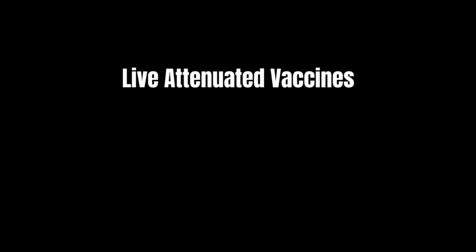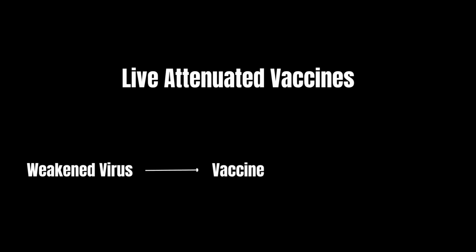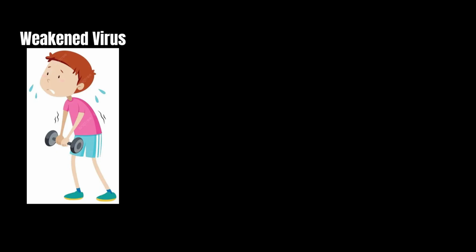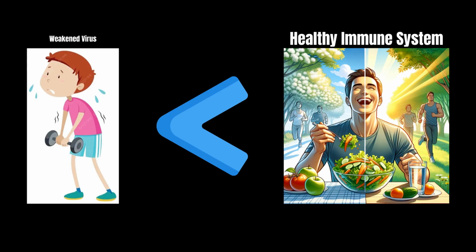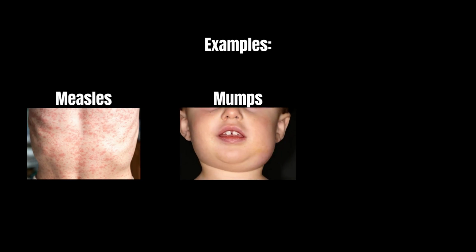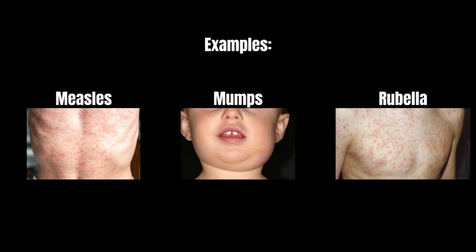Now let's explore the 6 different types of vaccines, each using a unique strategy to teach your body how to fight off these diseases. The first are live attenuated vaccines. These vaccines contain a weakened version of a live virus or bacteria. They're strong enough to trigger a solid immune response, but too weak to cause illness in healthy people. And because they mimic real infections, your immune system remembers them for a long time, often without needing booster shots. Some examples of these would be the measles vaccine, the mumps vaccine, and the rubella vaccine.